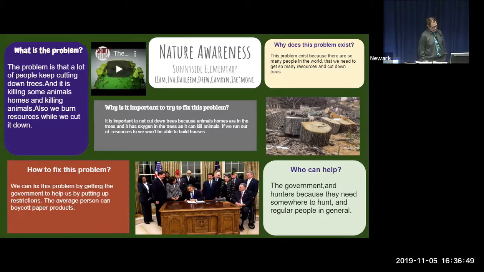And so, how are we going to fix this problem? They want to get the government involved. Boycott paper products, I thought was pretty interesting.